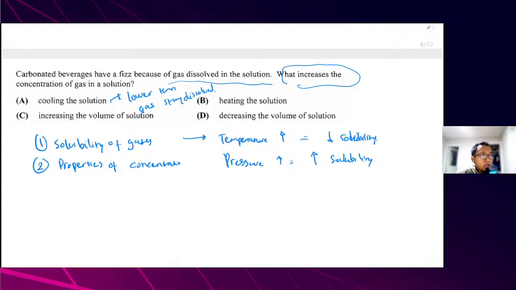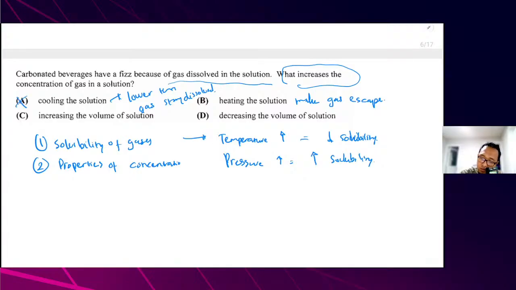How about B? Heating the solution will make the gas escape, so it will decrease the solubility. How about increasing the volume? That dilutes everything and doesn't necessarily increase the gas concentration, right? Decreasing the volume still doesn't address the solubility. So the answer will be A.